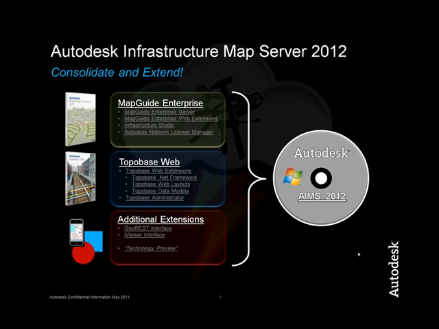Infrastructure Map Server includes components that come from MapGuide, including MapGuide Server, Web Extension, Infrastructure Studio, and the License Manager. It also includes components that come from Topobase, including Topobase Web Extension, Topobase .NET Framework, Web Layout, and Data Models. There are also some other new components as well, including the GeoREST interface and the iViewer interface, which is provided as a technical preview.